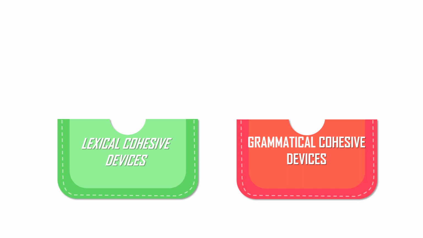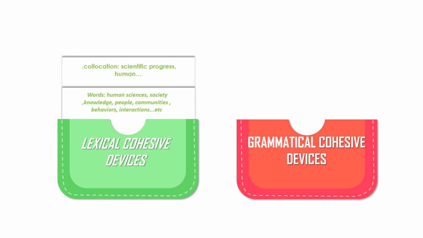Let's start first with the lexical cohesive devices used in our previous essay. We have some words such as human sciences, society, knowledge, people, communities, behavior, interactions, etc. For the collocation, we have scientific progress, human, etc. Then for the antonyms, we have same with differ, can with cannot, one with several. For the repetition, we have human sciences, natural sciences, leaders, etc.